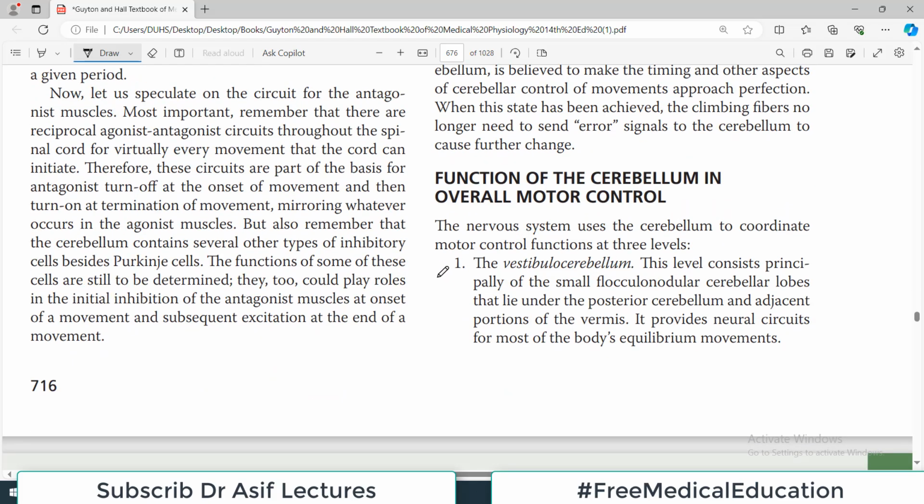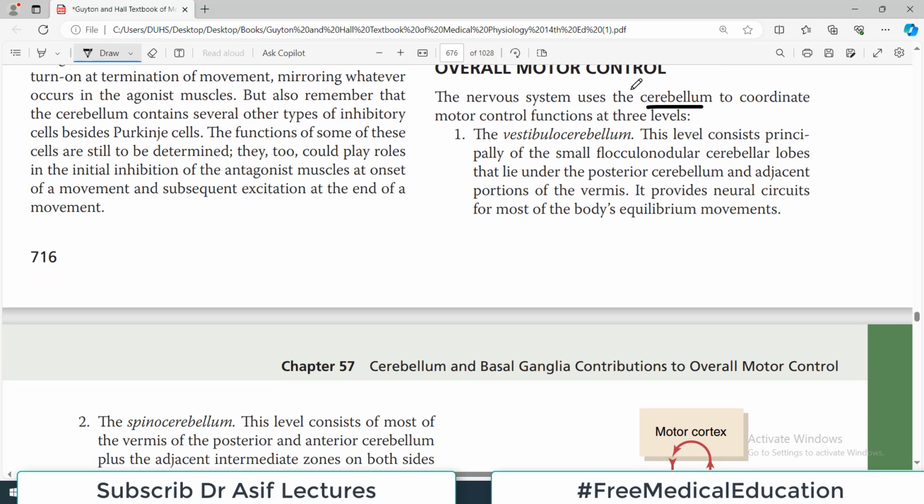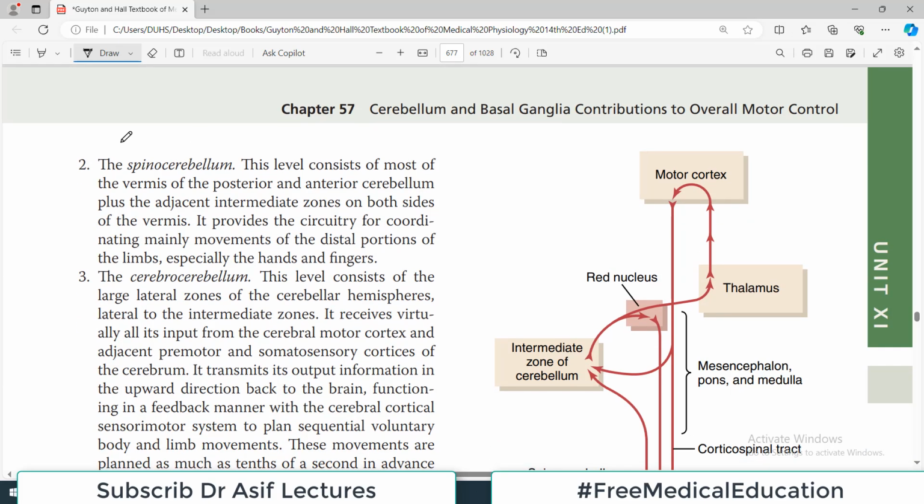How does that happen? Function of the cerebellum in overall motor control. Now, that's an important summary heading. The nervous system uses the cerebellum to coordinate motor control functions at three different levels. Number one is the vestibulocerebellum. This level consists principally of the small flocculonodular lobes that lie under the posterior cerebellum. Anatomical details. It provides neuronal circuits for most of the body's equilibrium movement. So that is one important thing. The other level of coordination is the spinocerebellum.